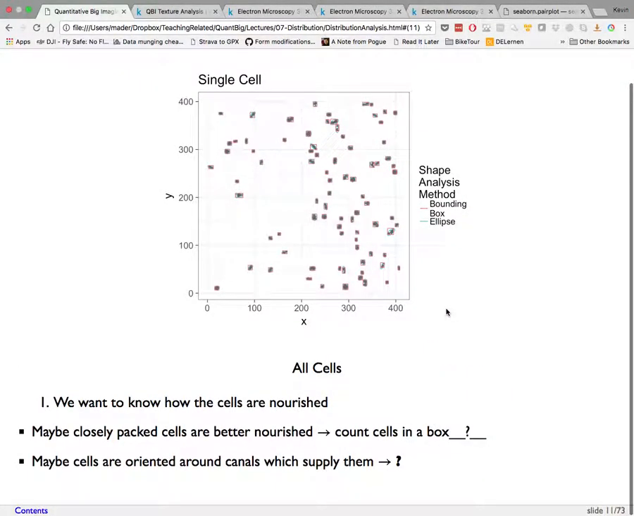And so now if we want to know how the cells are being nourished, maybe closely packed cells are better nourished. We have this counting the cells in the box. And then maybe cells that are oriented around other structures, like blood vessels or something else in the sample, are being nourished by them. So we can look at, are they oriented around this? How far are they distributed away from these structures? And what sort of tools do we need to quantify this?